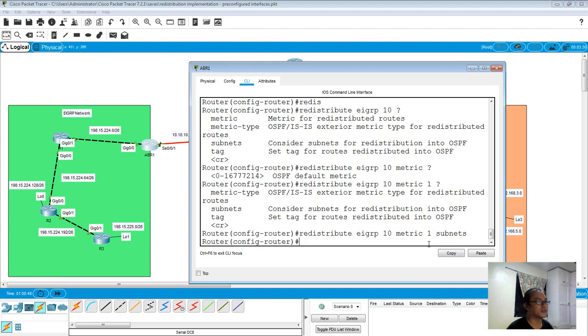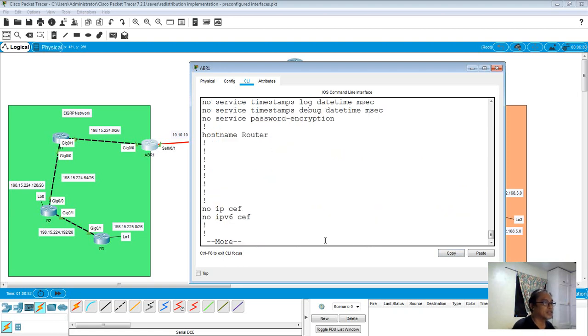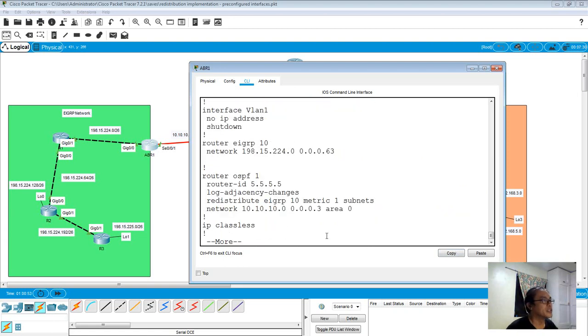Okay, so that's it. Control Z, meaning return. Enter. So let's do show run. Inside our OSPF, there is already the redistribute EIGRP. So inside now EIGRP, we are going to redistribute OSPF.